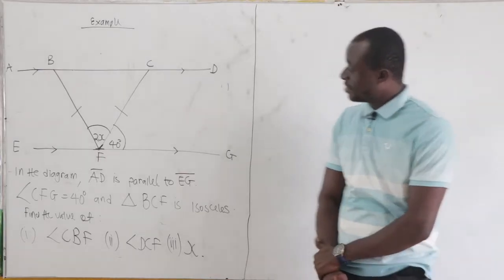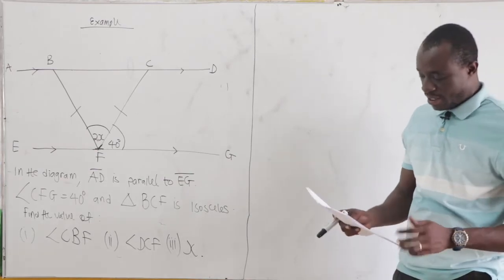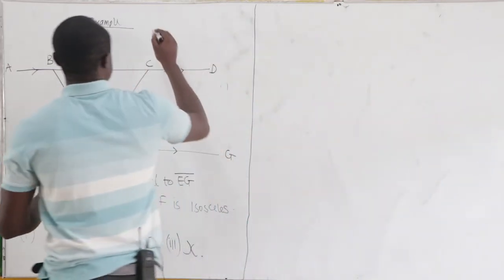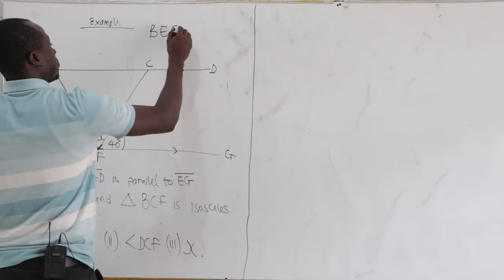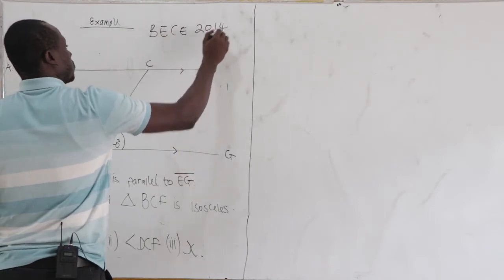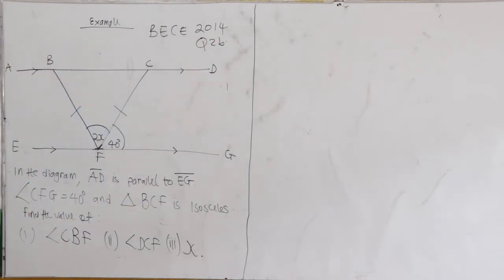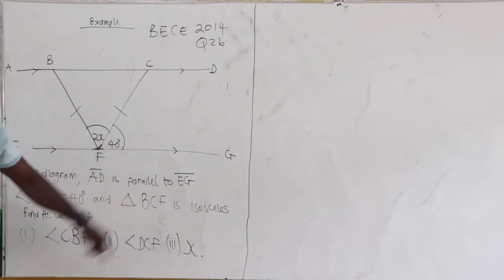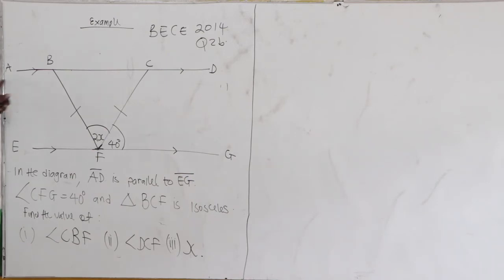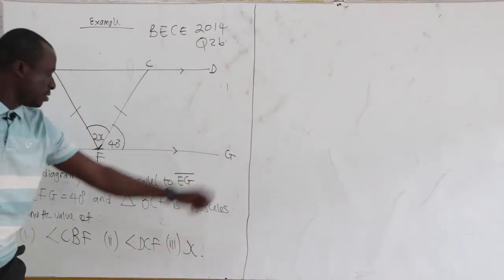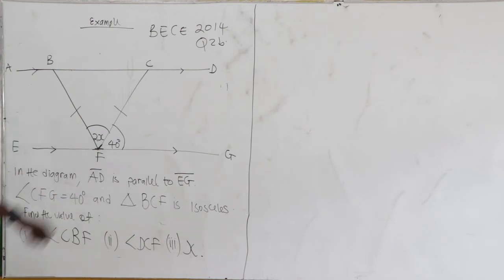Now let's consider this example, and this is BECE 2014, question number 2B. Now in the diagram, AD is parallel to EG. So AD parallel to EG. And then they've been given the angles. The first thing we should find is CBF. Now, triangle BFC is an isosceles triangle.